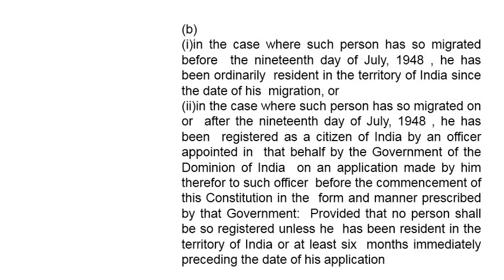Or in the case where such a person has so migrated on or after the 19th day of July 1948, he has been registered as a citizen of India by an officer appointed in that behalf by the government of the Dominion of India on the application made by him to such officer before the commencement of this constitution, in the form and manner prescribed by that government, provided that no person shall be so registered unless he has been resident in the territory of India for at least 6 months immediately preceding the date of his application. That means you have to give the proper application to the officer appointed on behalf of the government of India. Then you give the application and you are registered.